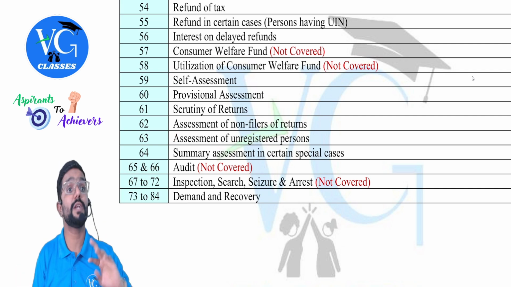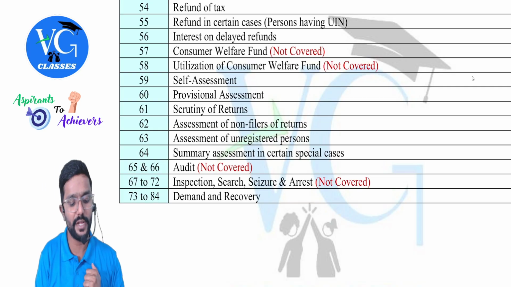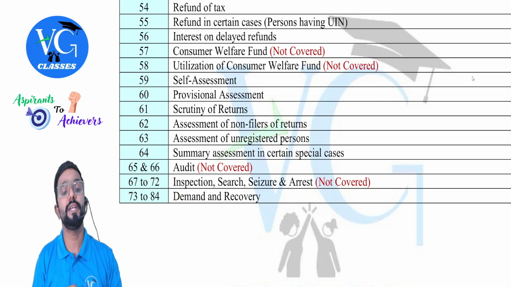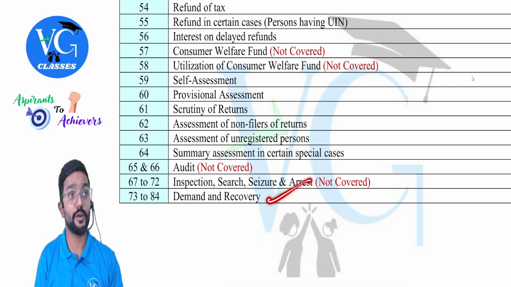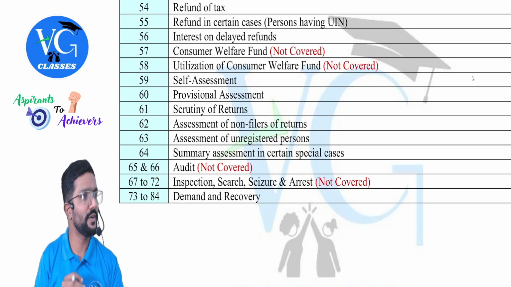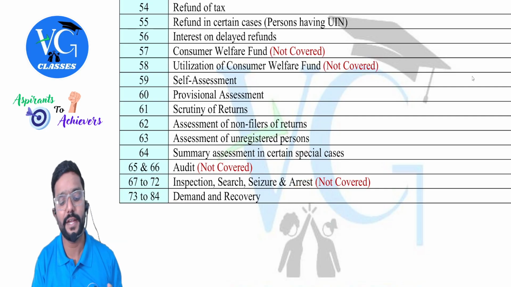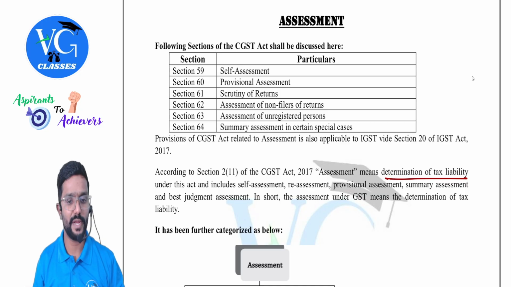But the next topic we will learn, demand and recovery, is covered in section 73 to 84. That is a part of your syllabus. That we will take care of later. First, let us focus on this topic, guys.